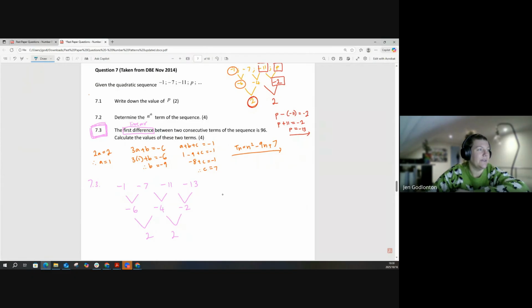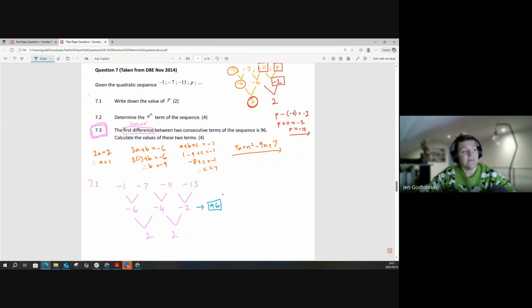Next thing we're going to think about is they're saying the first difference between two consecutive terms of the sequence is 96. That means that somewhere in here, one of our first differences is 96. So we've got to figure out which linear term that is so that we can then figure out what the values of the quadratic terms would be.